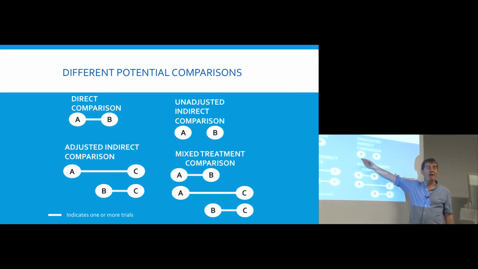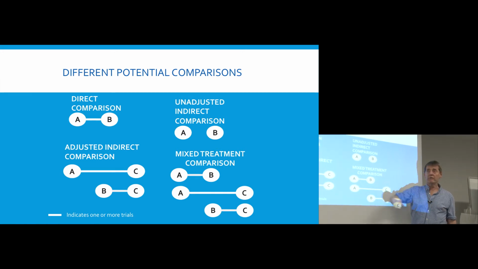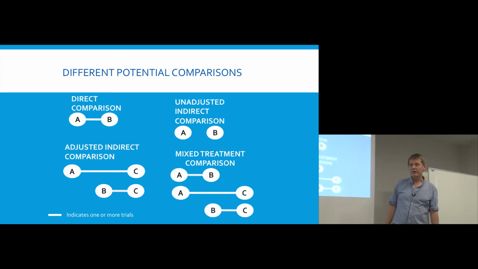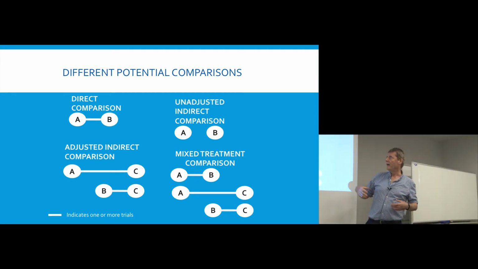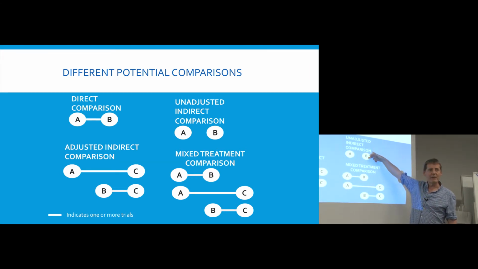What we might have is what are called single-arm trials, where all the patients got drug A, and some other trial where all the patients got drug B, but a single arm to the trial. So no randomization of patients at all. And this is what's called an unadjusted indirect comparison.